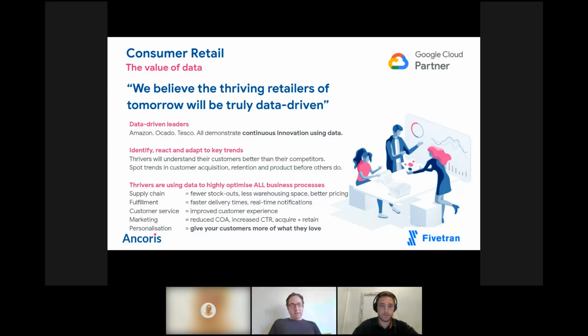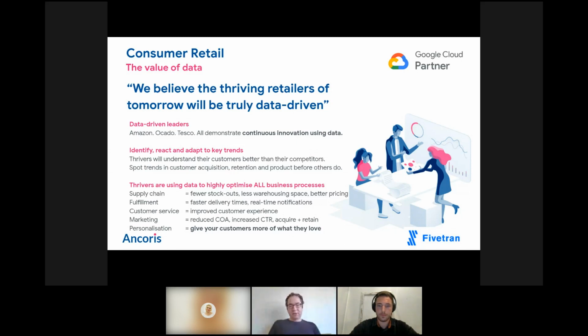And another key thing about a thriver in the retail space is they're going to be highly optimized across all their business processes. So this includes things like supply chain. So they're going to have fewer stockouts, they're going to be utilizing less warehousing space, and they're going to have better pricing. In terms of fulfillment, they're going to have faster delivery times. I personally get same day delivery from Amazon, and I start to expect that from other retailers, and that's only going to continue.